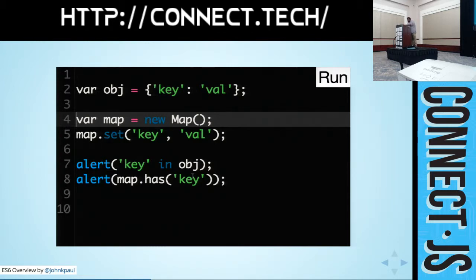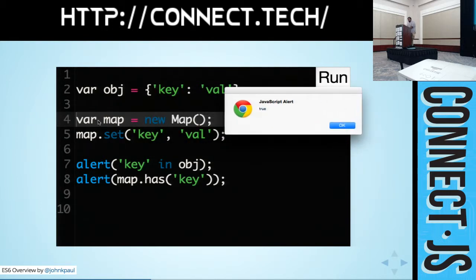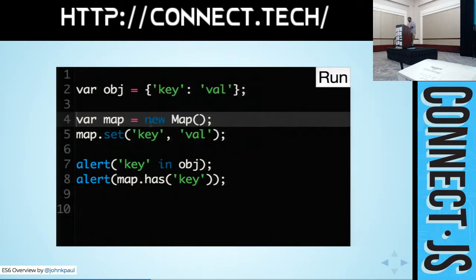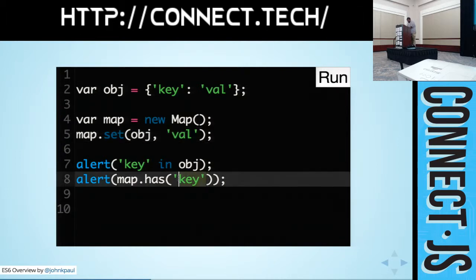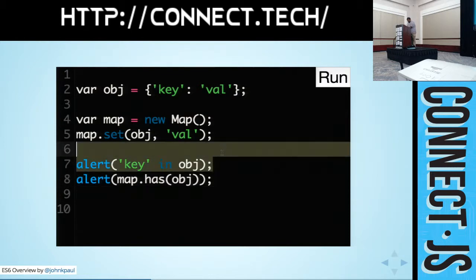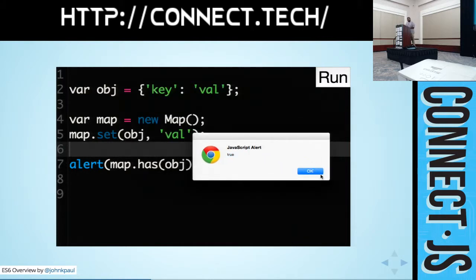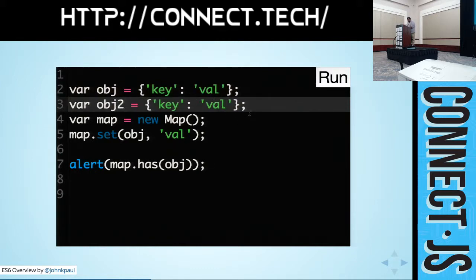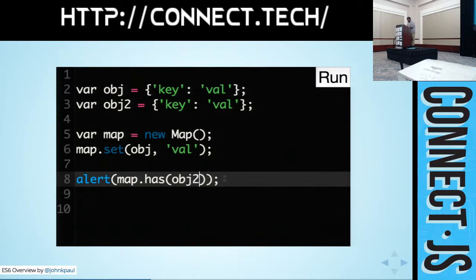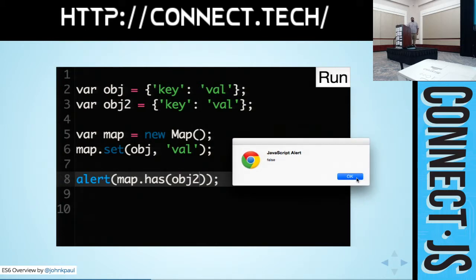But with ES6, and with the addition of maps, we are able to do things like, for example, here, between the object obj and the map, both of them have this value. But if I set a key here as an object, now here you can actually put the whole object in there. But if I create a new one that's exactly the same, and I check if object 2 is there, this will be false, because it actually checks by reference that it's exactly the same object.